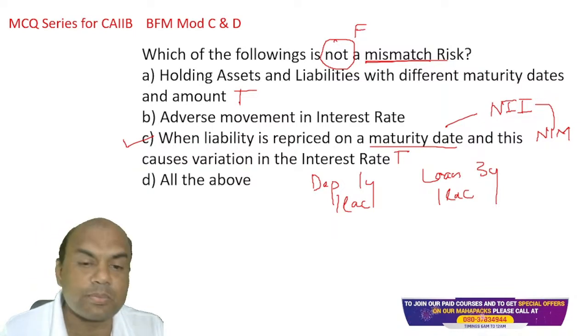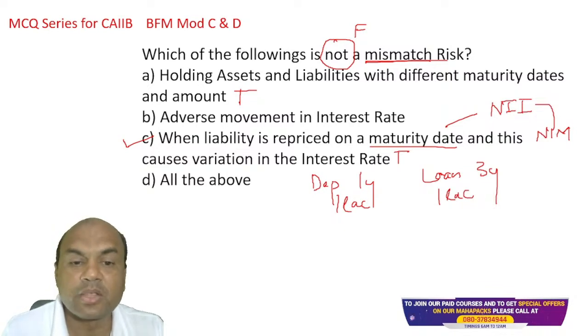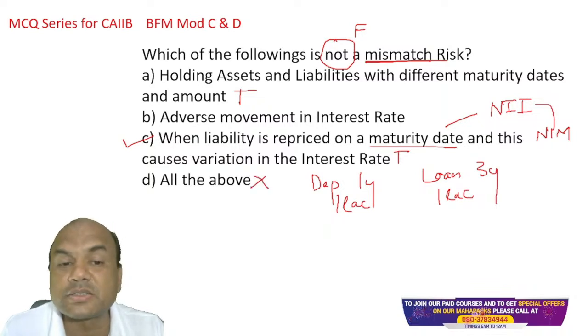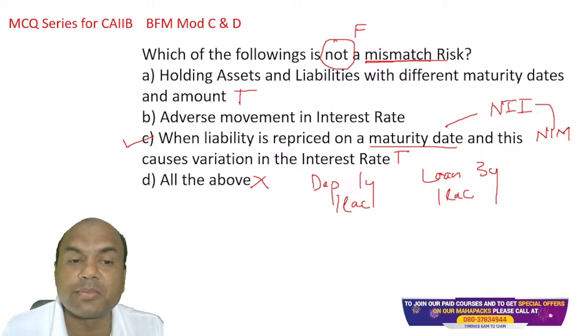All of the above is not possible because these are not the mismatch. These are the mismatch risks. So A and B are the mismatch risks. So all of the above is gone. So which is the nearest one? Adverse movement in the interest rates. So this is not the mismatch risk.